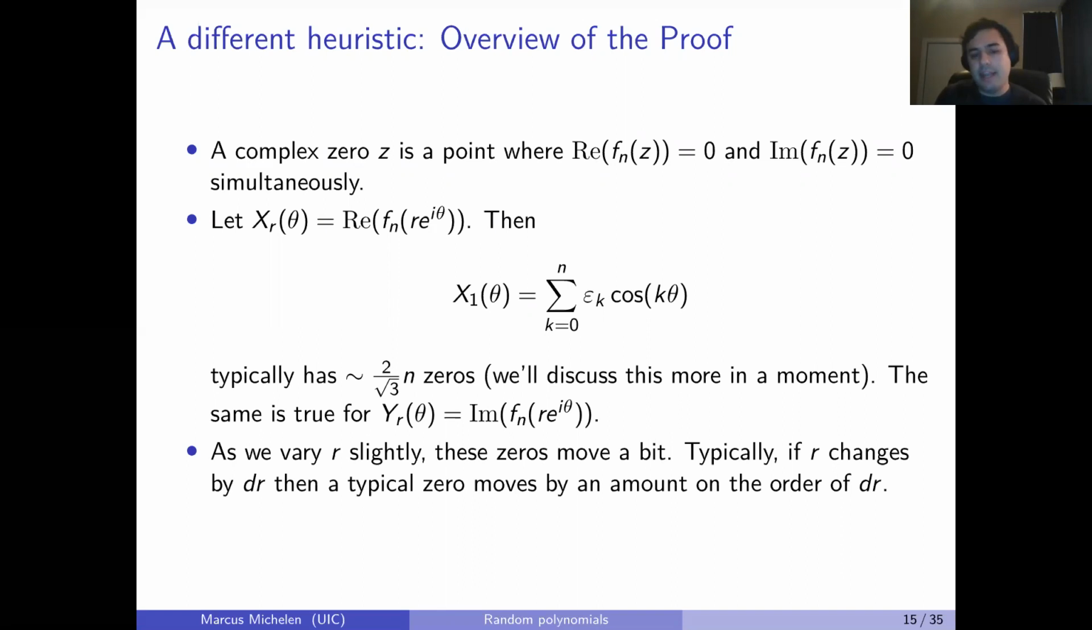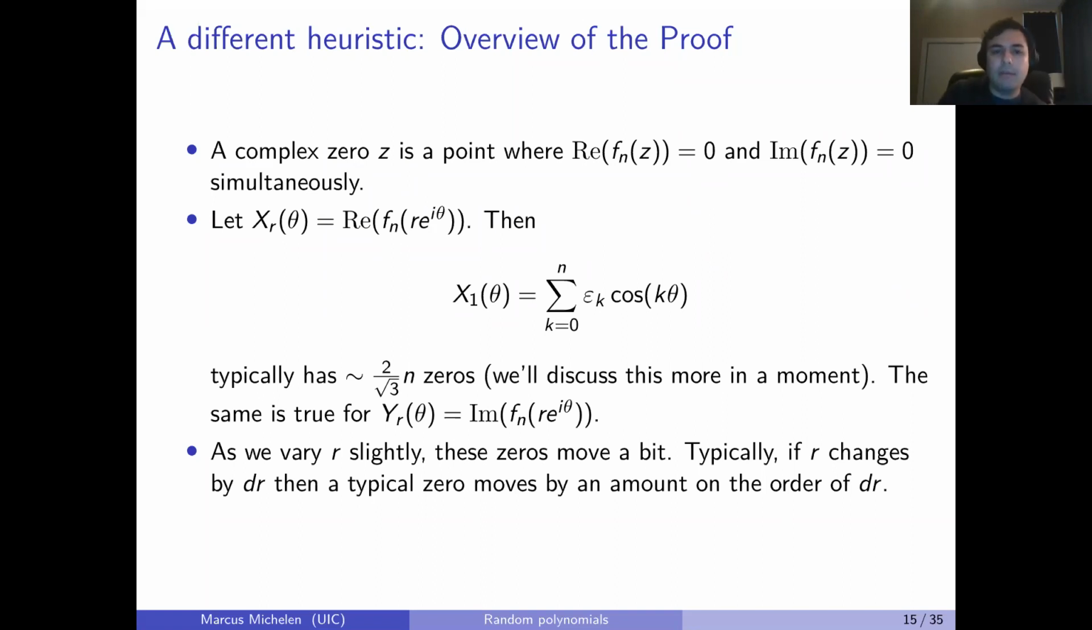And now let's think about if I'm now looking instead at the circle of radius r equals 1, and I look at a slightly different r, all of these zeros are going to wiggle around a bit. Right? And now typically, if I move my radius by a factor of dr, a typical zero is going to move on the order of dr. So the idea is we're going to maybe think about having a bunch of roots placed down, wiggling our circle, and maybe some of them might collide with each other.